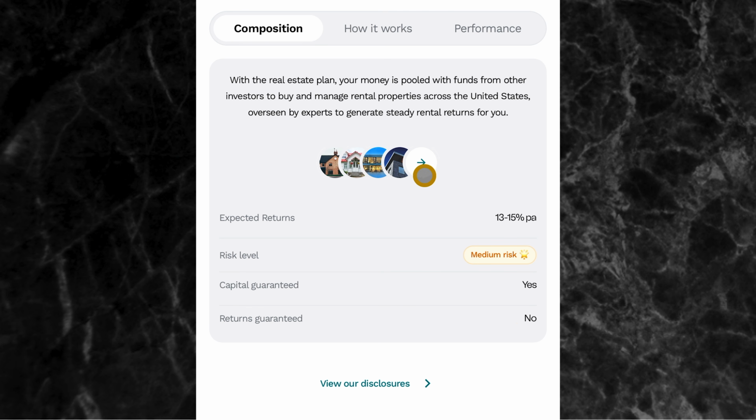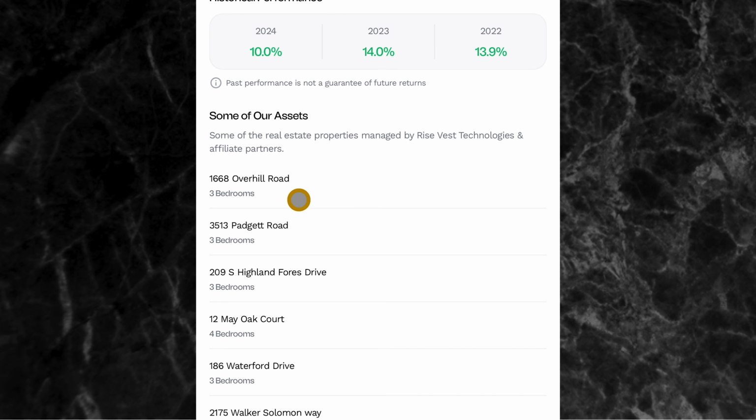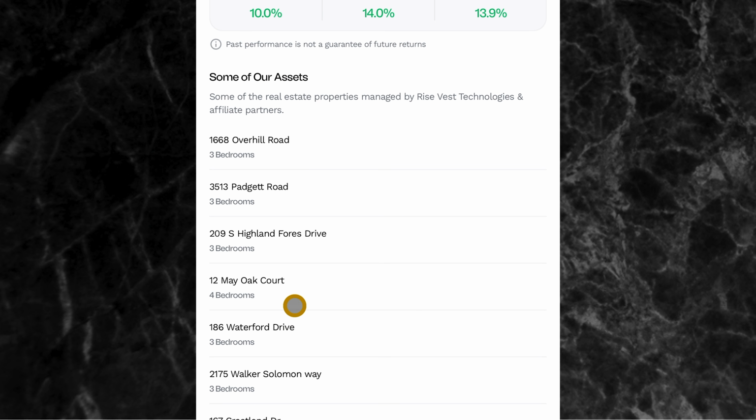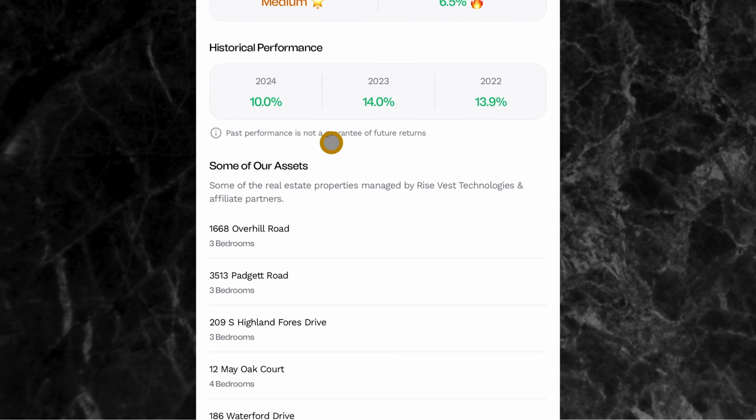I hope you understand. So if you want to go ahead and see some of their investments, just come here to this arrow, click on this arrow here. If you come here to where it says some of our assets, these are all the assets that they have right here on the app that you can invest in. And I think all the assets are in the United States. So you see the address, and then you see the number of bedrooms for that apartment or for that property right there. So you'll be able to see everything right here.